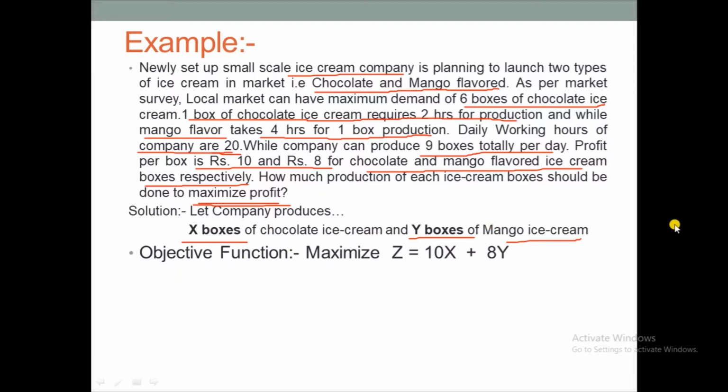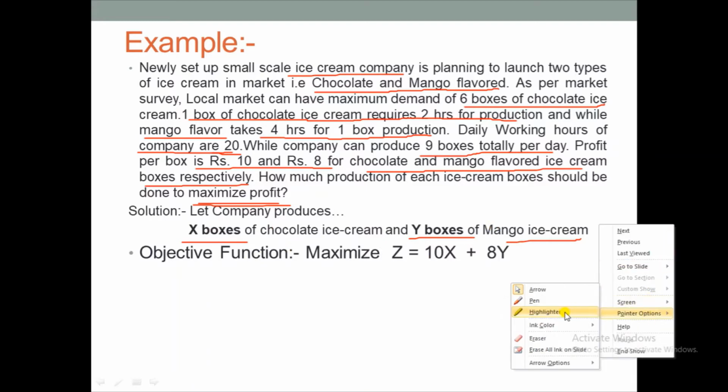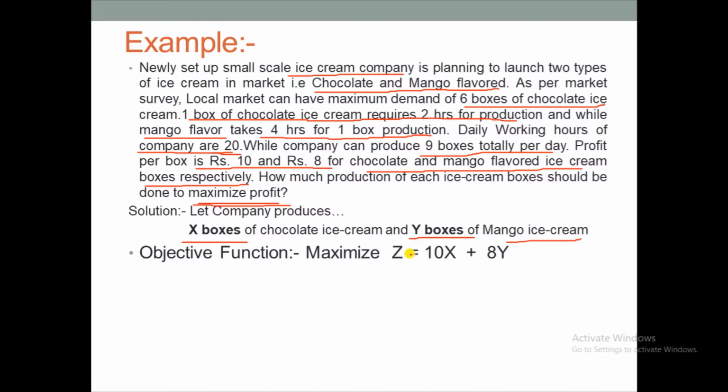So our decision variables are two different decision variables. The first one is X, the second one is Y. X represents the number of boxes of chocolate ice cream, Y represents the number of boxes of mango ice cream. Now for the objective function, it has been given that we will have to maximize the profit. So I have taken maximize Z. You can replace the Z also, that will not be a question.